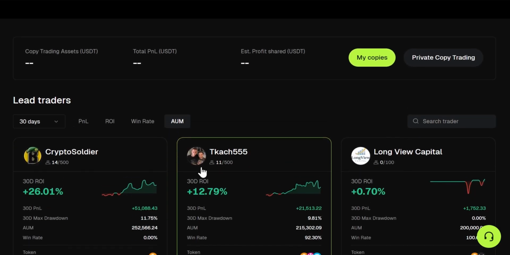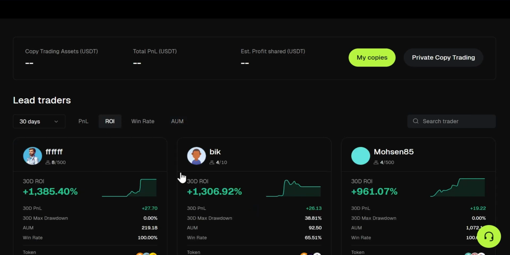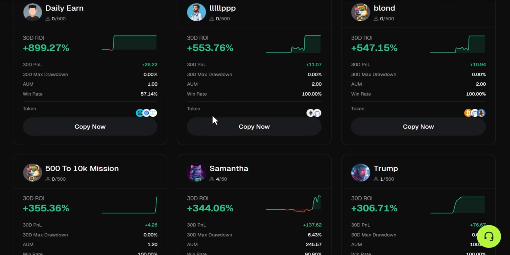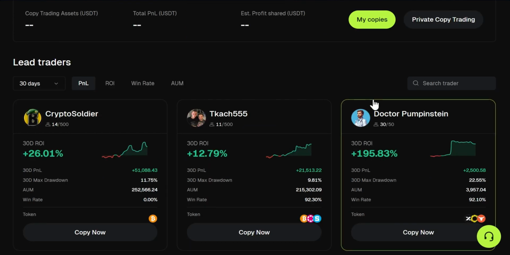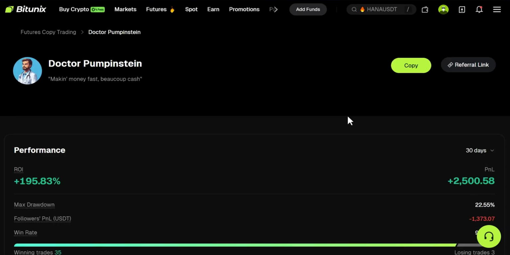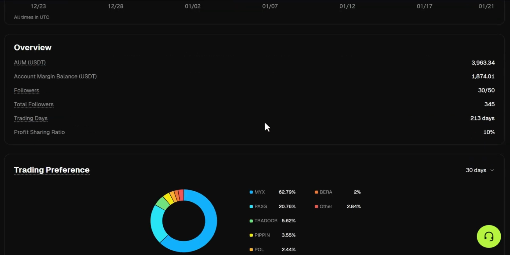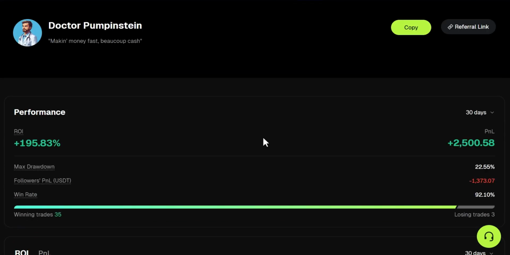Now here's a pro tip that most people don't know. Don't just sort by ROI and pick the top one. That's a rookie mistake that I see beginners make all the time. You want consistency across multiple metrics, not one lucky month where they 10x on a meme coin. Once you've narrowed down your list, click on a trader's profile to see all their detailed stats. Focus on these key metrics.